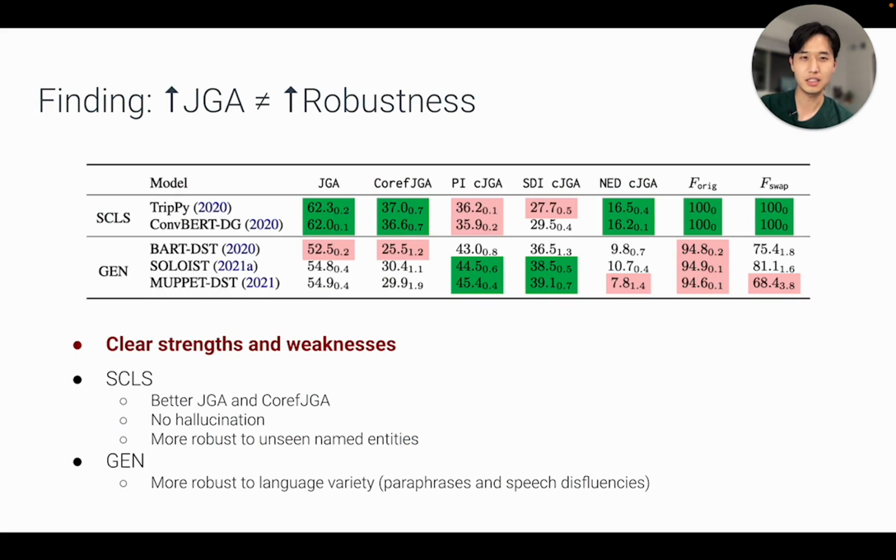Our CheckDST diagnosis with these two models reveals, surprisingly, that higher JGA does not correlate with higher robustness, and that both of these models actually have very clear strengths and weaknesses. For instance, the SCLS models attain better JGA and co-reference JGA. They don't hallucinate by design, and therefore are more robust to unseen named entities. However, we see that gen models are actually way more robust to language variety, such as paraphrases and speech disfluencies.